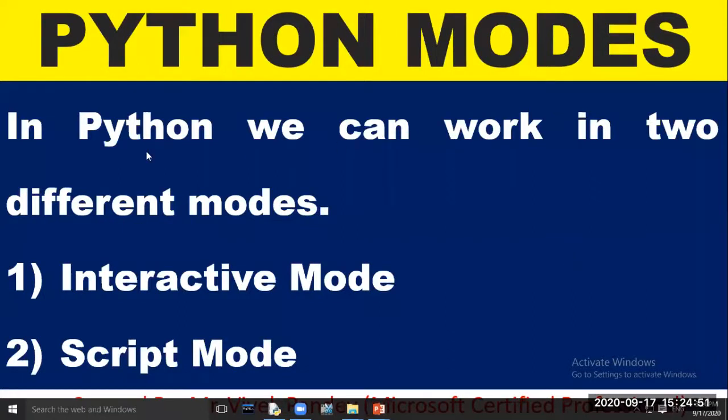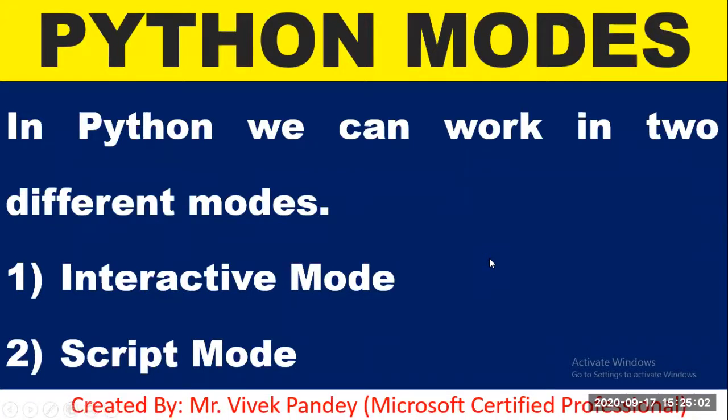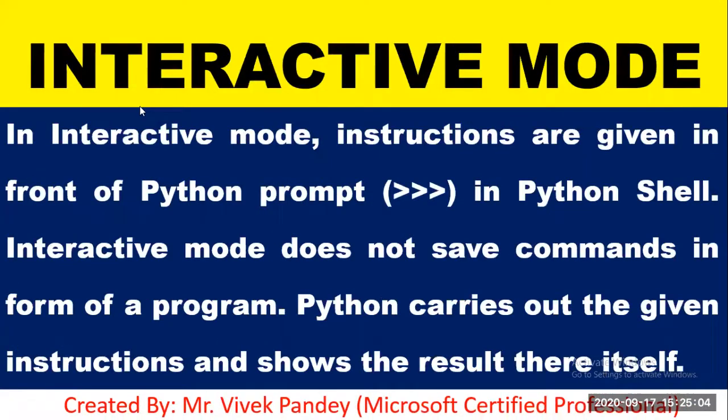Python modes. In Python, we can work in two different modes, interactive mode and script mode. Interactive mode. In interactive mode, instructions are given in front of Python prompt in Python shell. Interactive mode does not save commands in form of a program. Python carries out the given instruction and shows the result there itself.